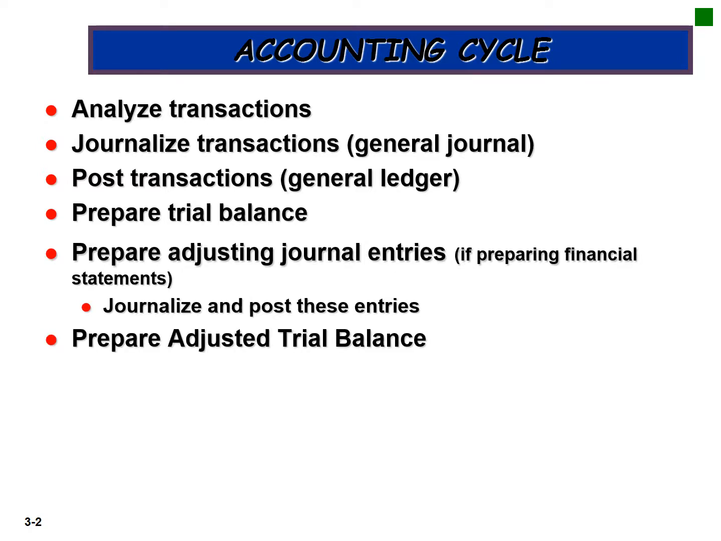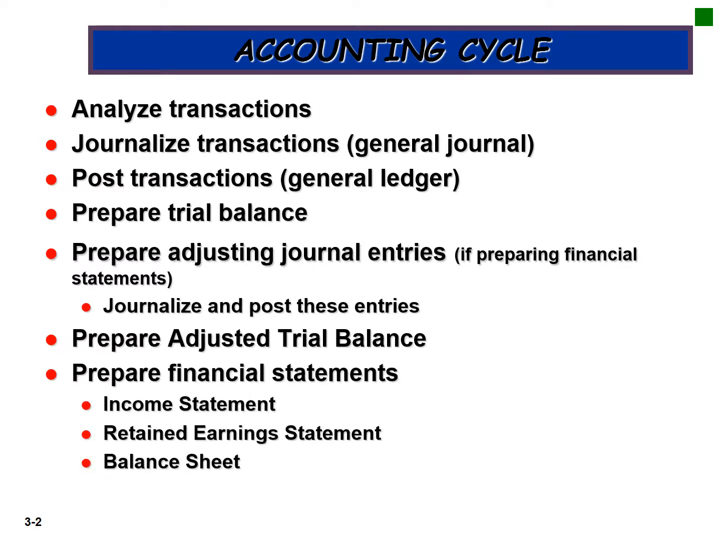After we prepare these adjusting entries and post them to our general ledger, we would then prepare an adjusted trial balance. We're going to talk about this at the end of this chapter. The adjusted trial balance is going to look like our trial balance did, except we would have made some adjustments to various accounts, and we may even have some new accounts with balances in them as well. And then, of course, from this adjusted trial balance, we can prepare 3 of our 4 financial statements: our income statement, our retained earnings statement, and our balance sheet.